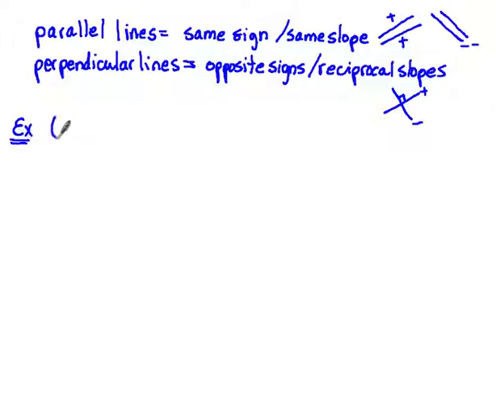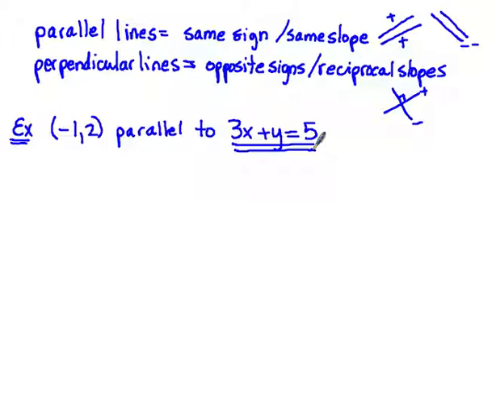Let's say that I go through the point (-1, 2), and that it's parallel to the line 3x + y = 5. Now the first thing that I need to know is the slope of this line. So to figure out the slope, we're going to solve for y. I'm going to subtract 3x so that I get y = -3x + 5.